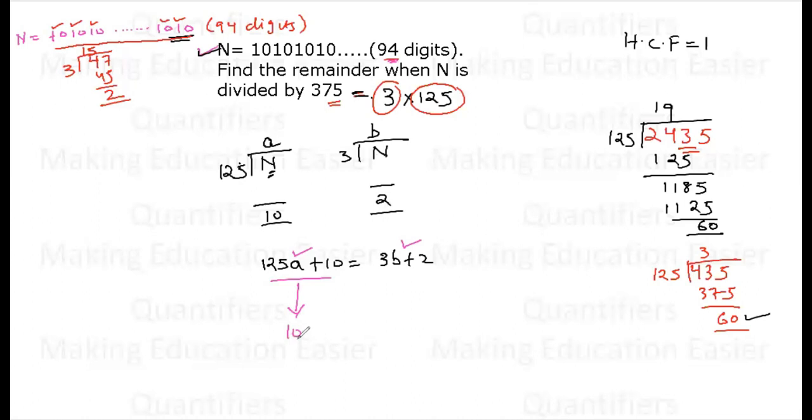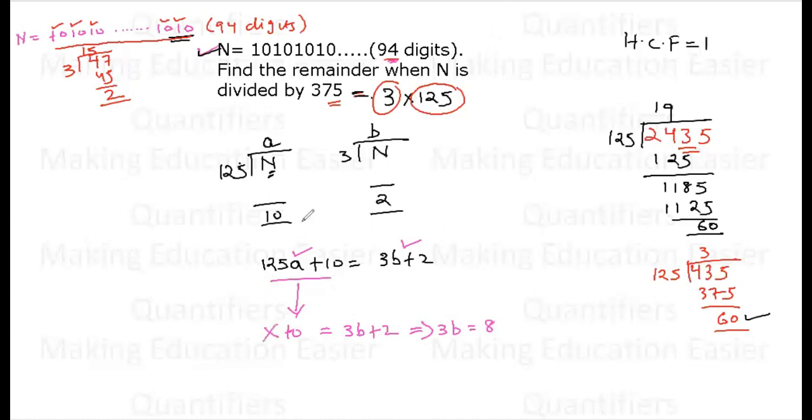Now we have to check, is this number 10 of the form 3b plus 2? Is 10 of the form 3b plus 2? No, it is not, because from here you are going to get 3 times b is equal to 8, and you can see students, now b is equal to 8 by 3. This will not give us an integer, so this is not possible. That means 10 is not the answer, right? So this case is invalid.